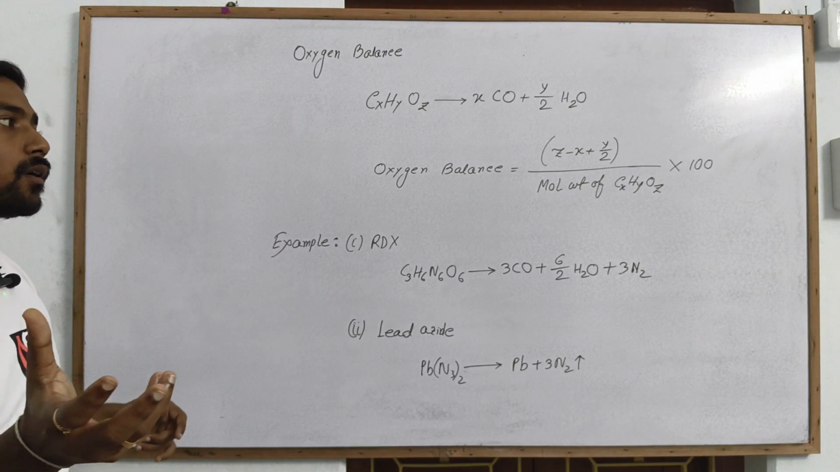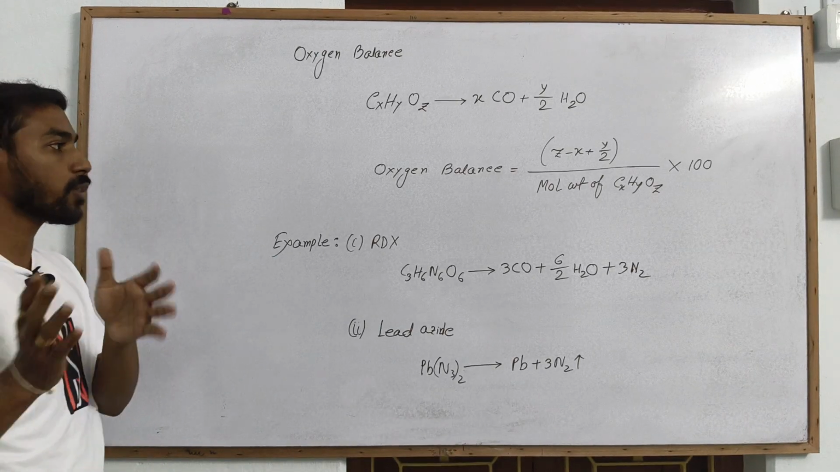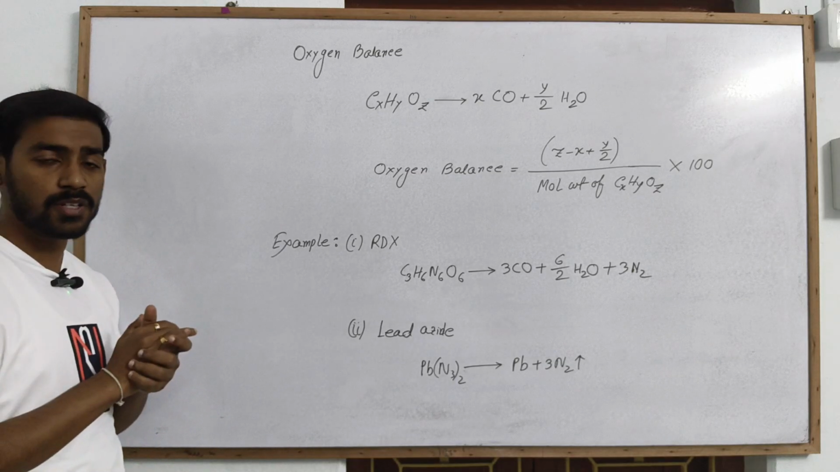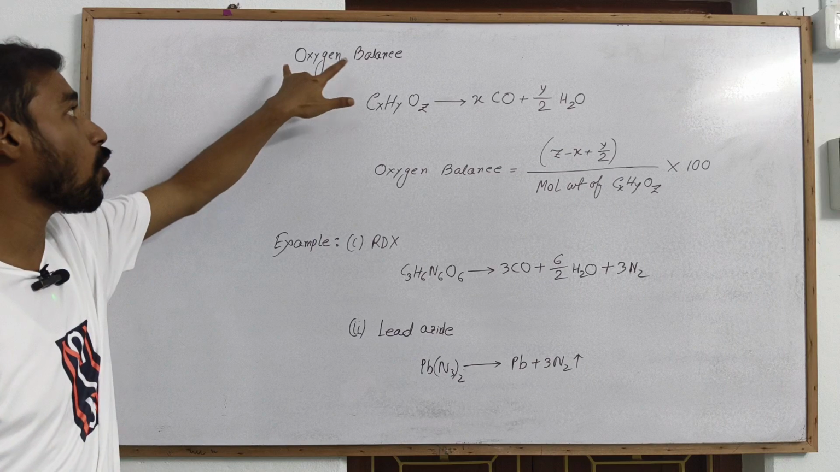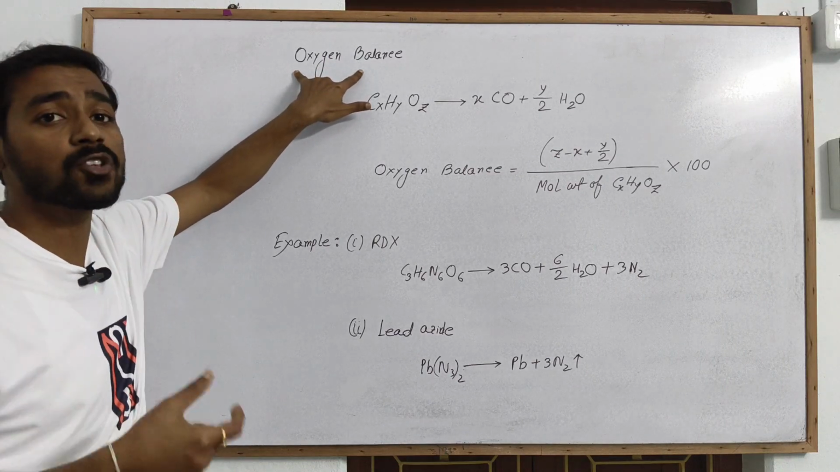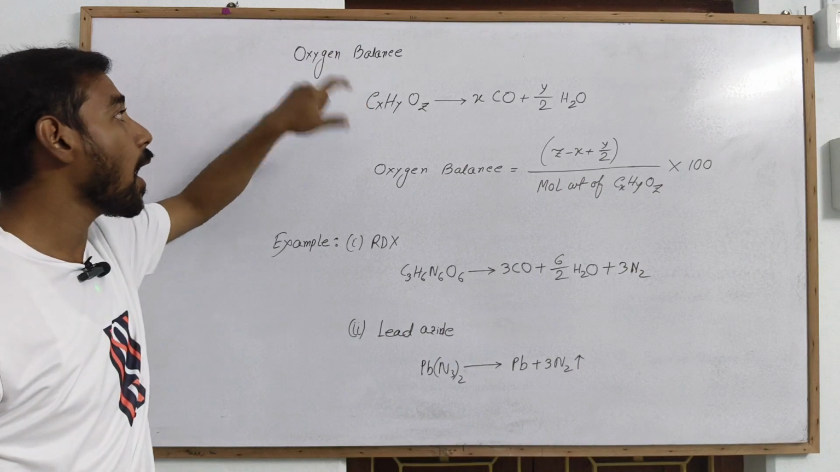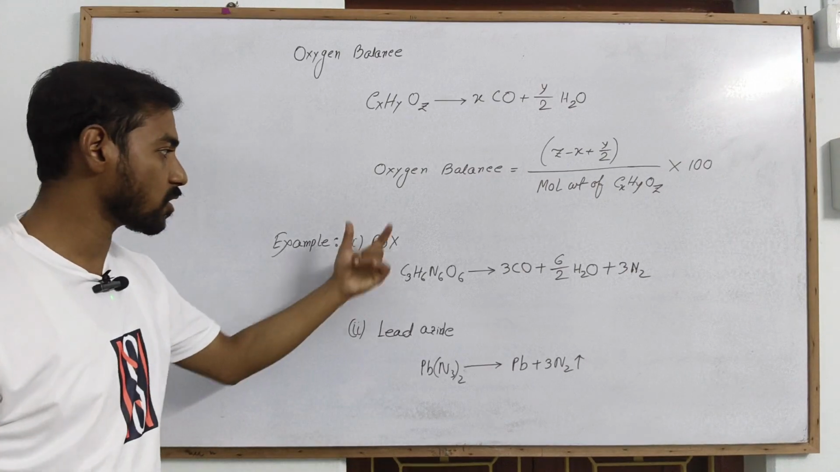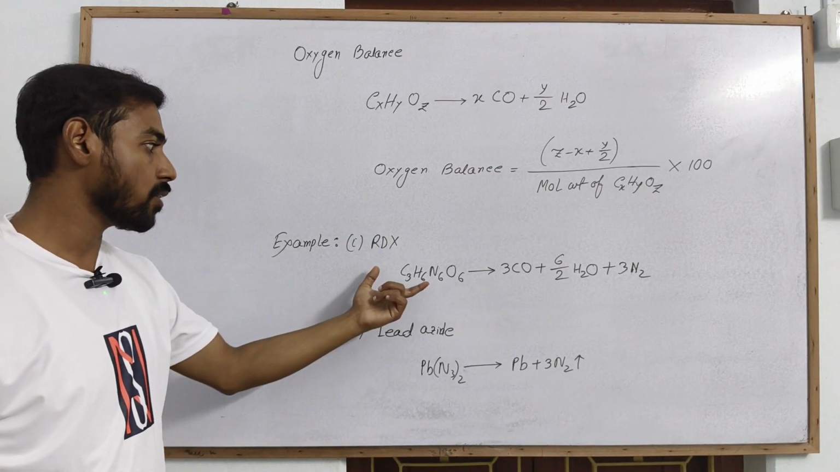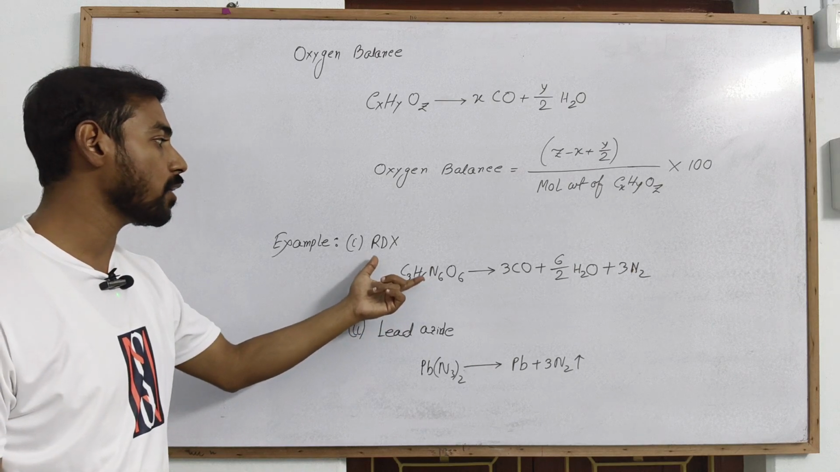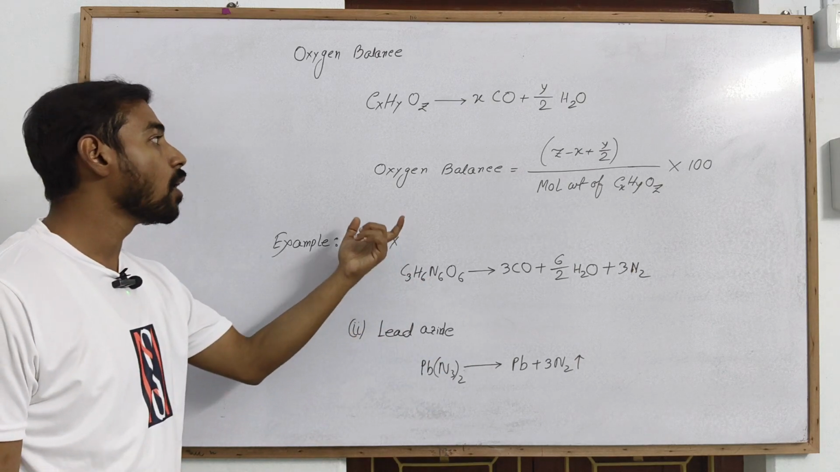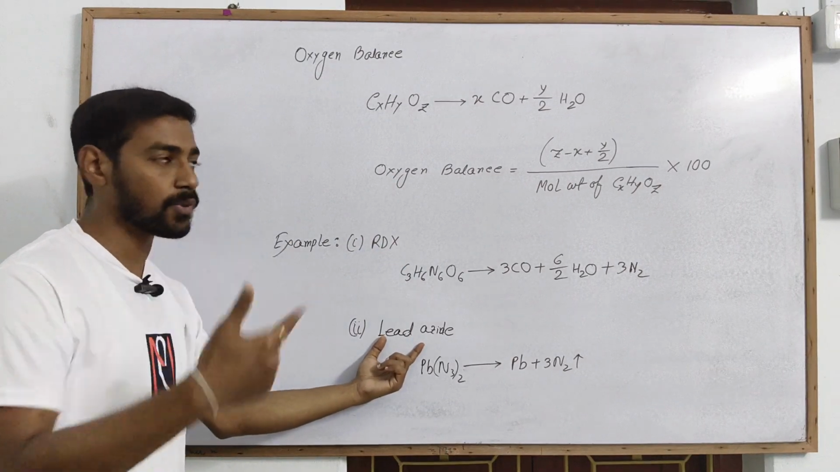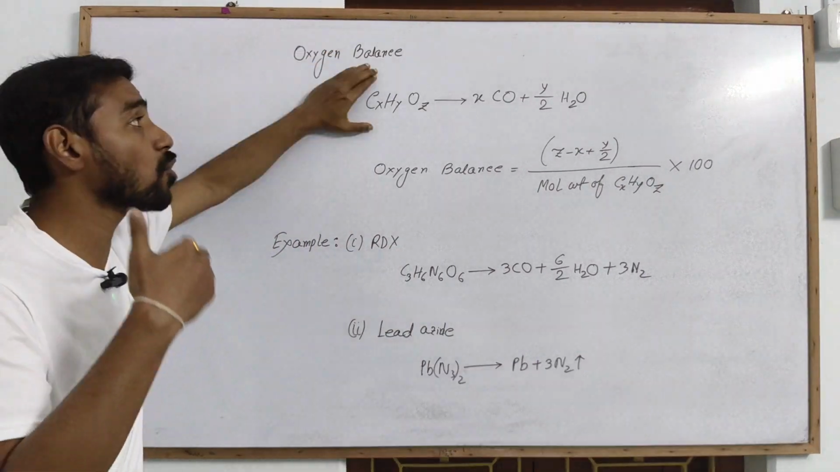For example, most of you know that TNT, that is trinitrotoluene or 2,4,6 trinitrotoluene, is an explosive, and the oxygen balance of that particular explosive is actually negative, but still it is an explosive, right? Just try to calculate that, and write the answer in the comment section: what will be the oxygen balance of RDX and what will be the oxygen balance of lead azide. And you will come to know that it is not essential.